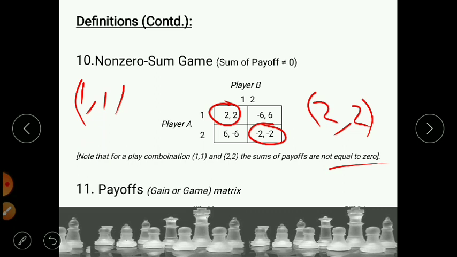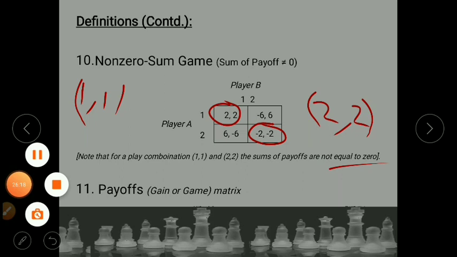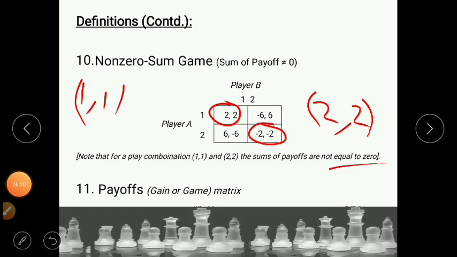so the 11th definition, that is the payoff. It is the payoff, like we discussed earlier. Ultimately it is the outcome of the game, that can be a gain or a loss, right? So it is a payoff gain or a payoff loss. The matrix representation of this can be called a payoff or game matrix.